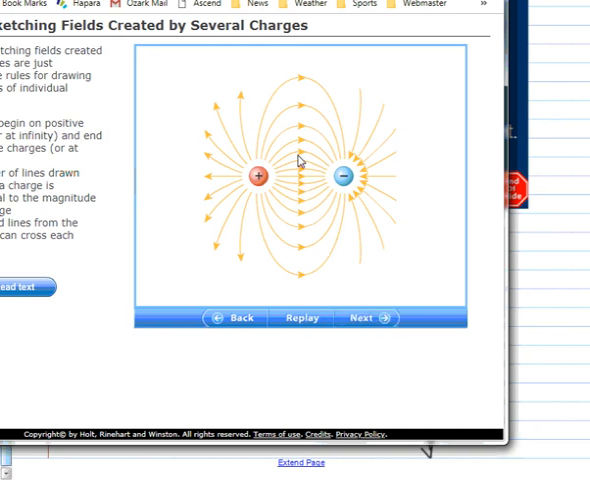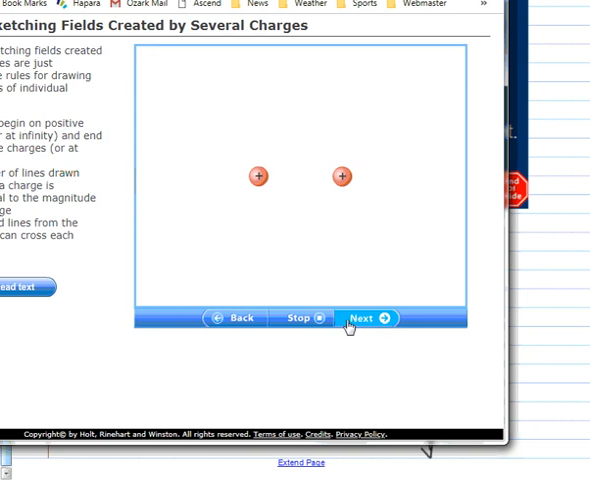These lines are closer together here. It's a stronger electric field there. We can tell that it's a weaker electric field out here. For two positive charges, the field lines originate on each charge and continue to infinity. Again, close to either charge, the lines are nearly radial.